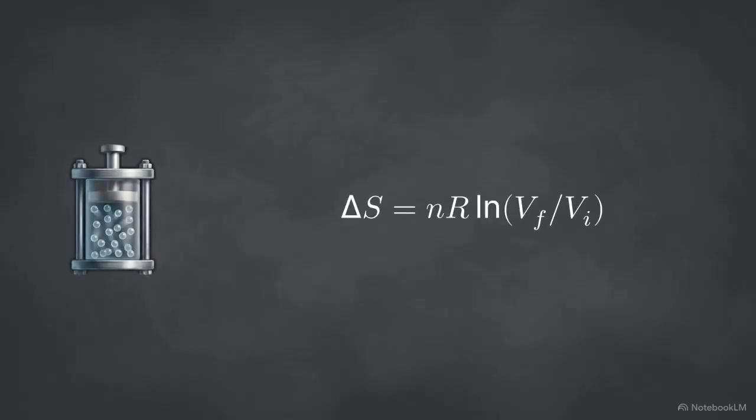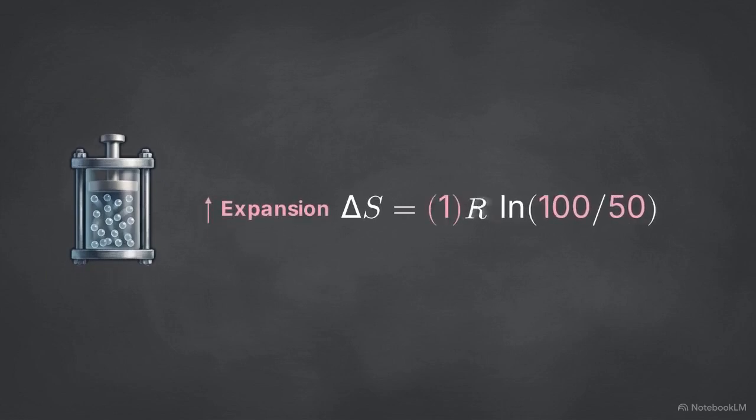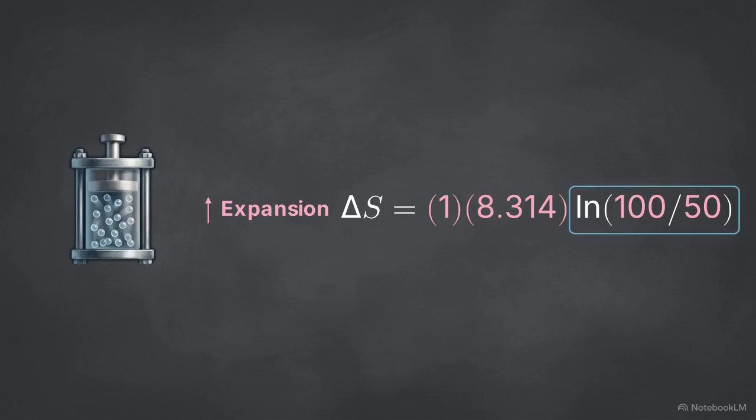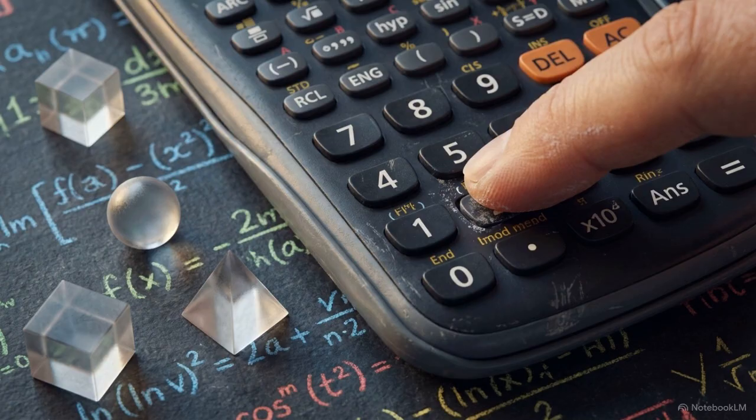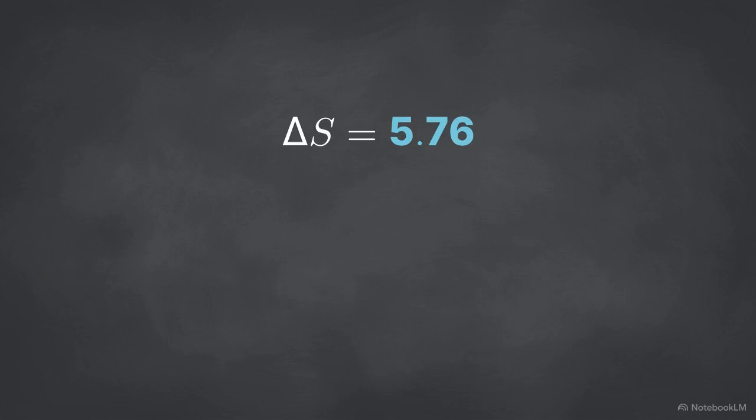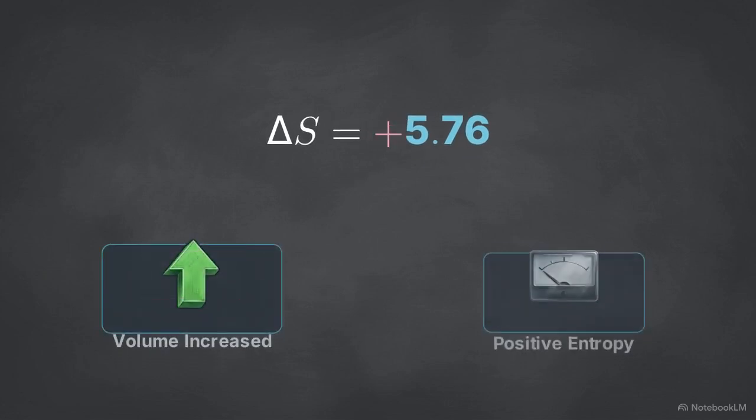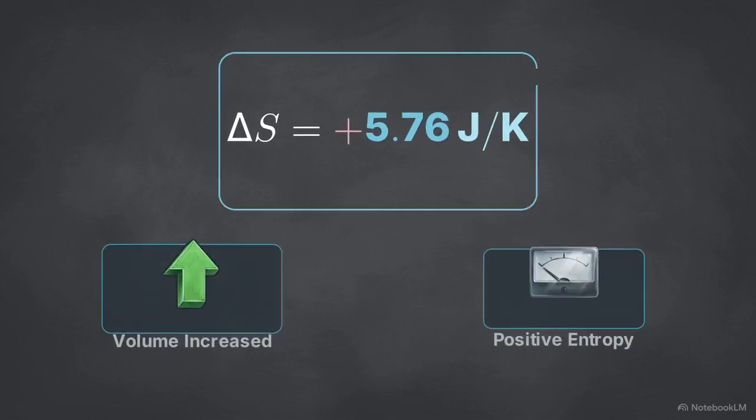For gas-specific entropy, we apply the volume expansion formula. For 1 mole of gas expanding from 50 to 100 units, using the gas constant of 8.314, we set up the natural log ratio. On your calculator, enter the sequence exactly as shown: 1 times 8.314 times the natural log of the volume ratio, 100 over 50. The final value is 5.76. Because the gas volume increased, the entropy change is a positive 5.76 joules per Kelvin.